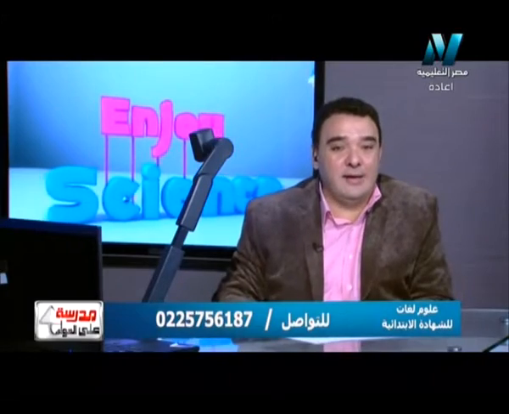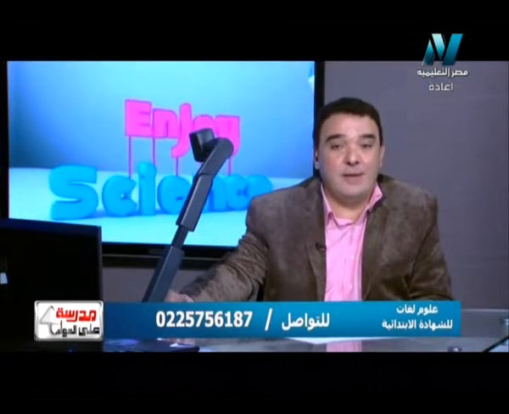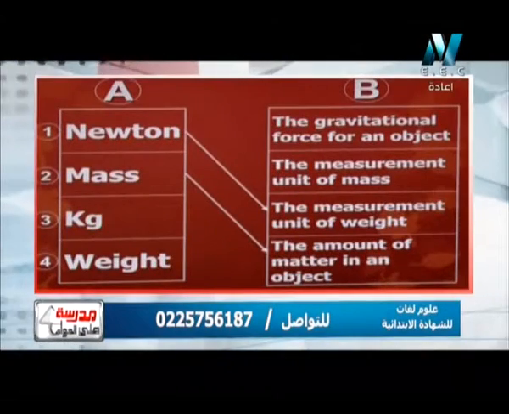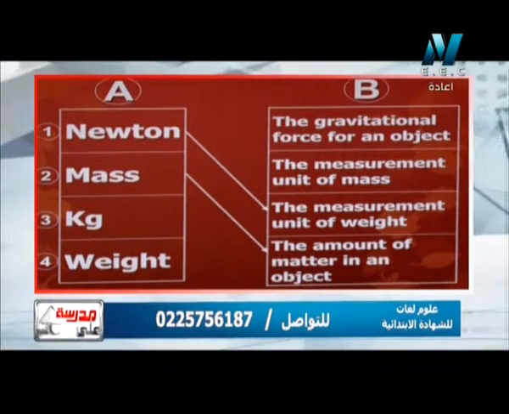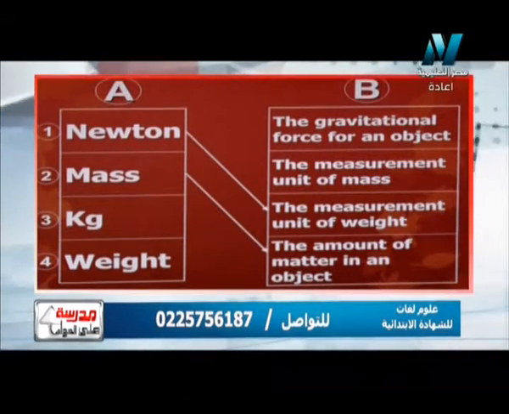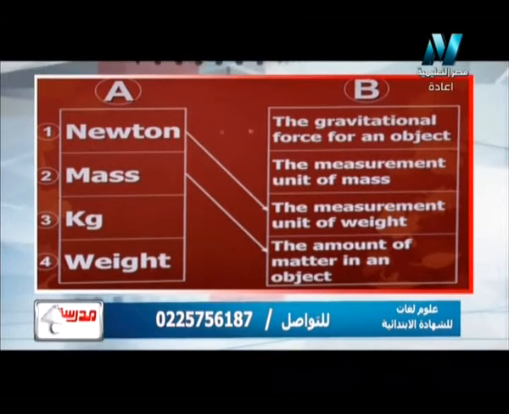سؤال ماتش مهم قوي. اقرأ فيه التو كولمز العمودين كلهم بالتفصيل كويس قوي عشان ما يحصلش أي confusion أو أي لخبطة في الإجابة. Okay, the first column says that Newton, mass, kilogram and weight. Second column says gravitational force for an object, measurement unit of mass, measurement unit of weight, amount of matter in an object. وحلينا أول 2 points.